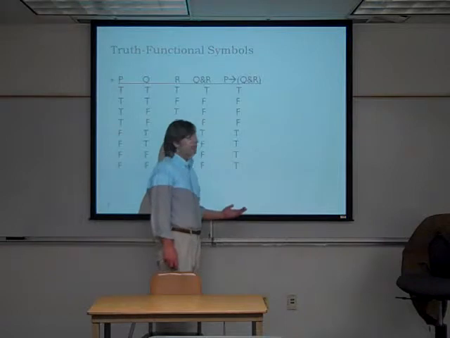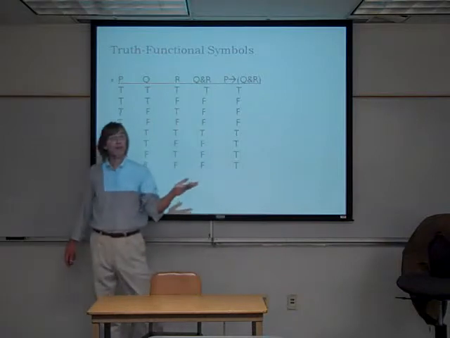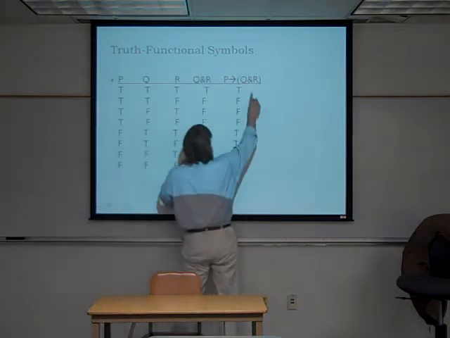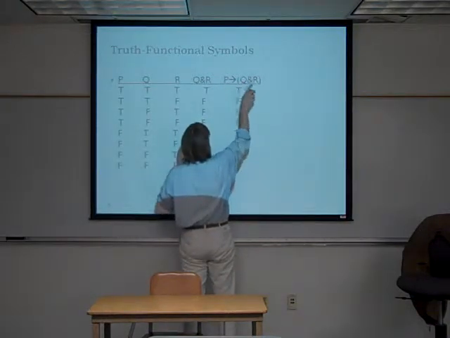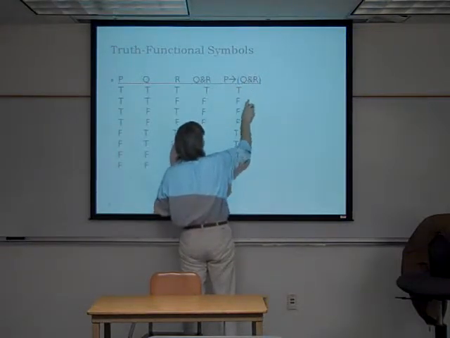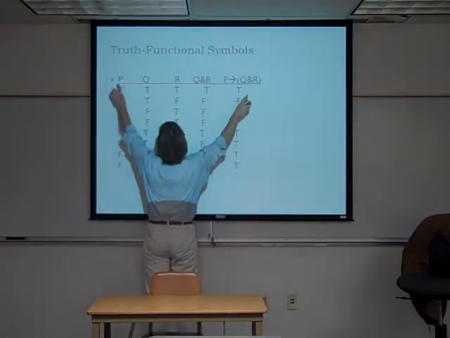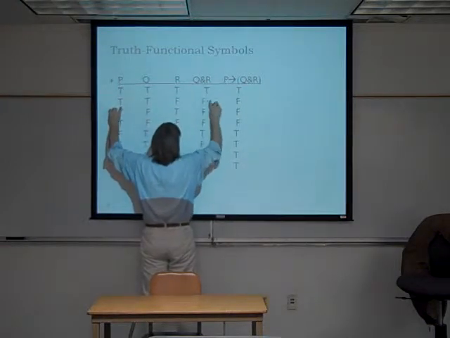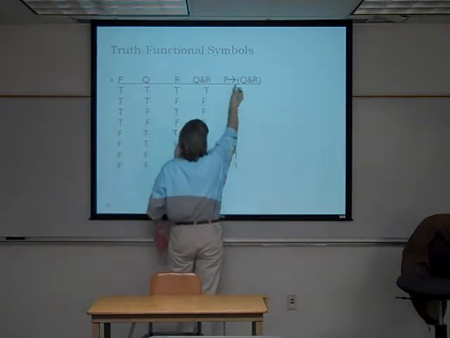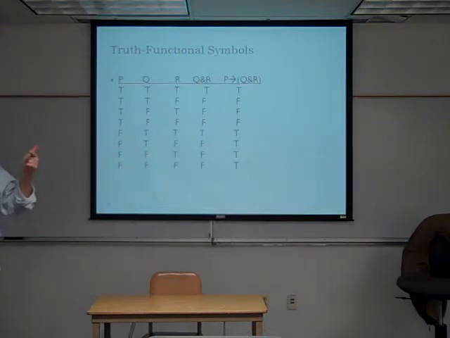Now, we know, for example, that a conditional claim is only going to be false when the antecedent is true and the consequent is false. So, let's look at this claim here. The antecedent is P, the consequent is Q and R. This compound claim is going to be false if and only if this is true and that is false. Well, P is true over here, and Q and R are false right here, as you can see. And so in these three cases, the value of this conditional is going to be false because the antecedent is true and the consequent is false.